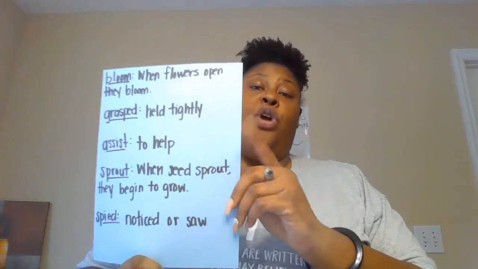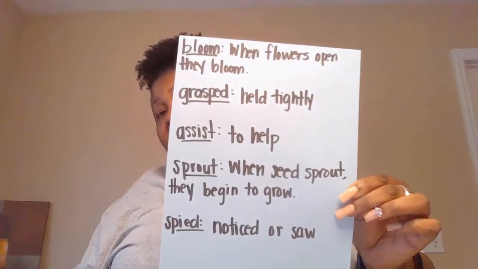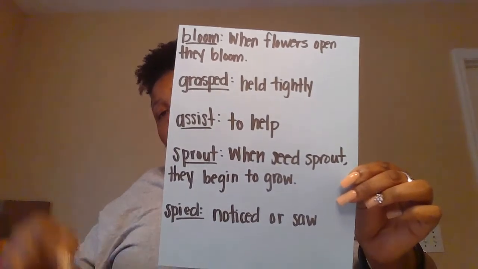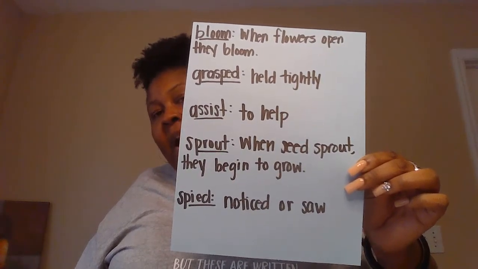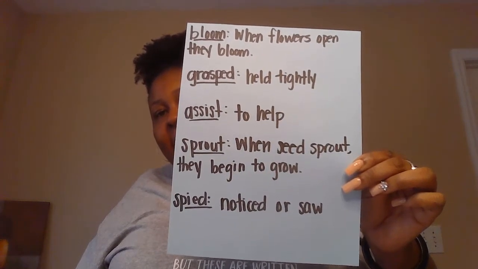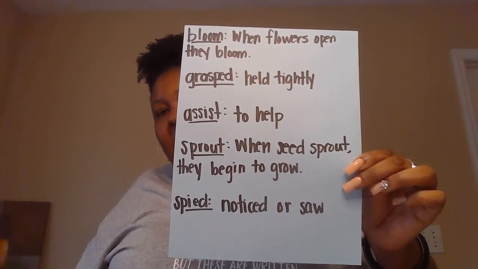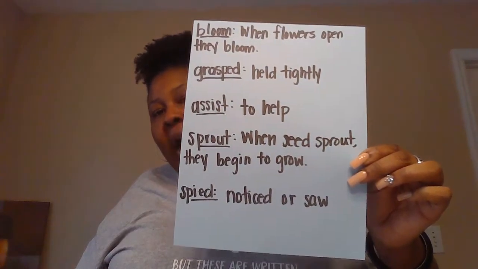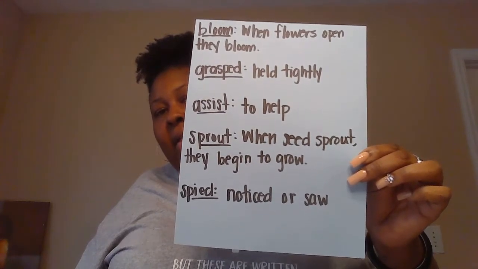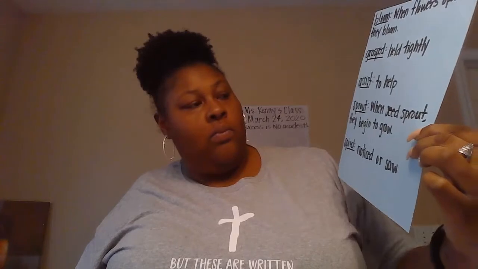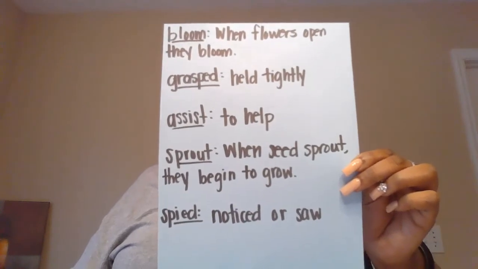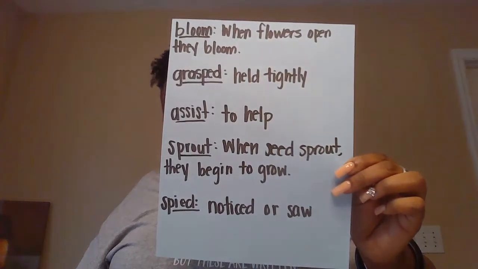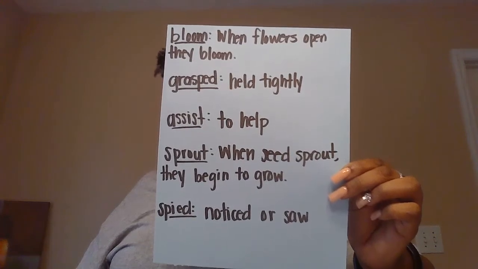All right, boys and girls, I want you to pause the video and use your notebook to write down the definition of each of your oral vocabulary words. Bloom. When flowers open, they bloom. Grasped, held tightly. Assist, to help. Sprout. When seeds sprout, they grow. They begin to grow. Spied, notice or saw. So go ahead and pause the video and write down the definitions of these words.